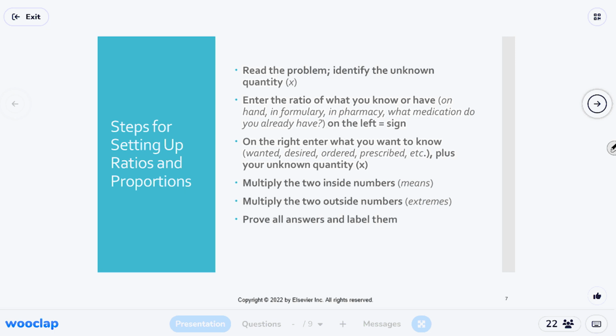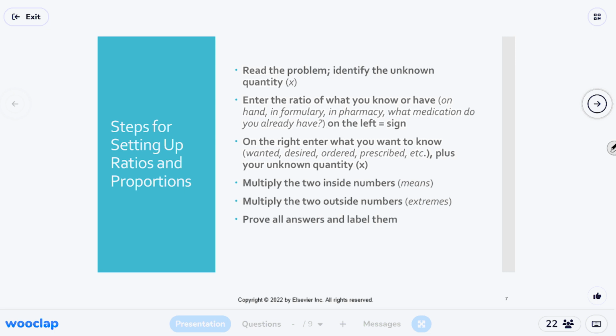So I always say this as basically, what's the question asking you for? If the question's asking, how many tablets do you give? How many people are there? How many this, how many that? That's a good indicator of, hey, here comes my X, my unknown. So I figure that out first.